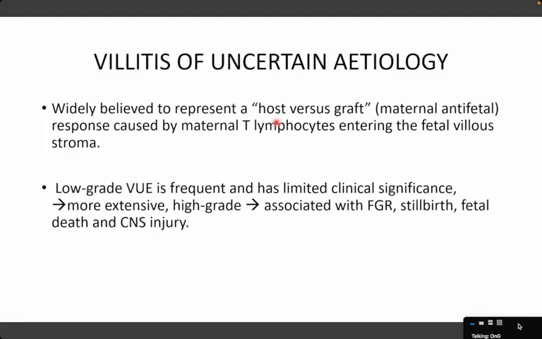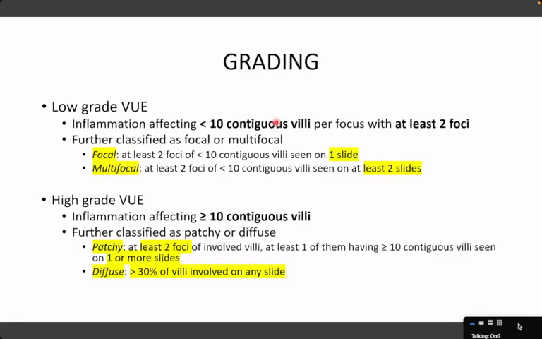So I'll show the difference between high and low-grade villitis of uncertain etiology. Low-grade villitis of uncertain etiology affects less than 10 contiguous villi, with at least 2 foci. High-grade, on the other hand, is more than 10 contiguous villi, and then it's divided into patchy or diffuse. But we'll just focus on that. It's the number of villi, low grade plus high grade, less than 10, more than 10.